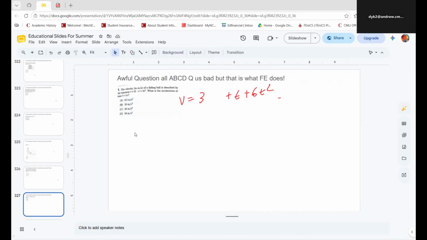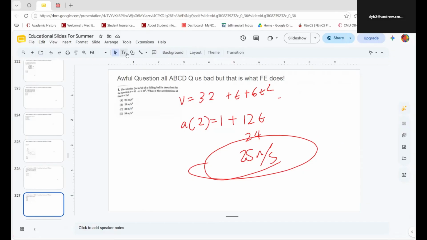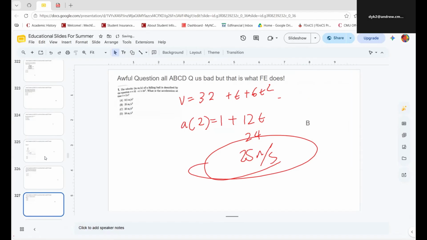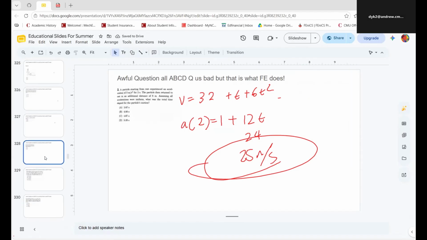All right, that's just velocity. Therefore, we could just do one derivative, so that's 1 plus 12t. Then this is acceleration at 2 equal this. So multiply the 24, 25 meters per second. And that is, I'm going to say it right now, it is B. Hopefully you guys can move on. Yep, that's B. Okay, over here, next question.